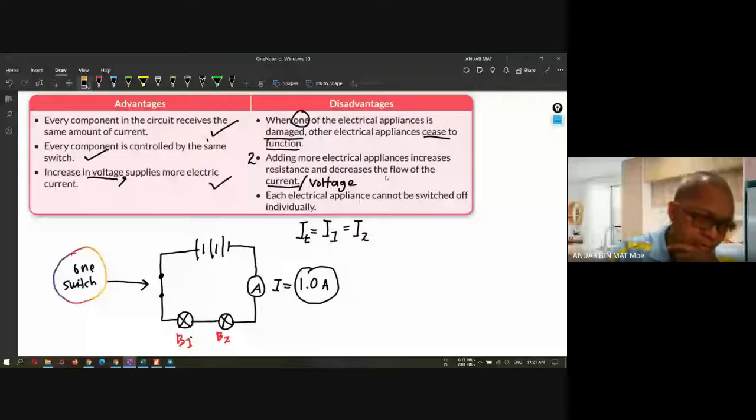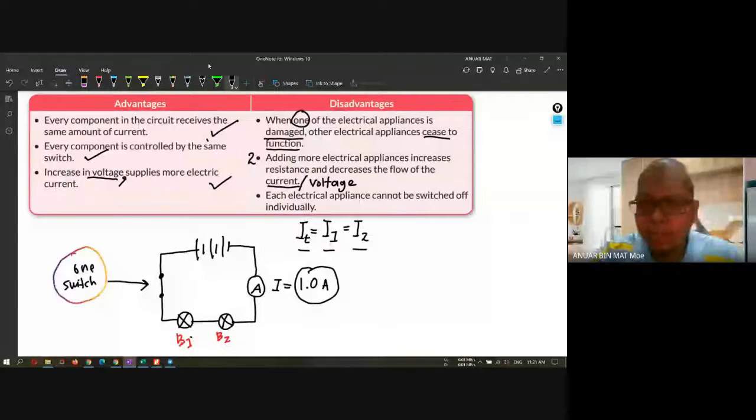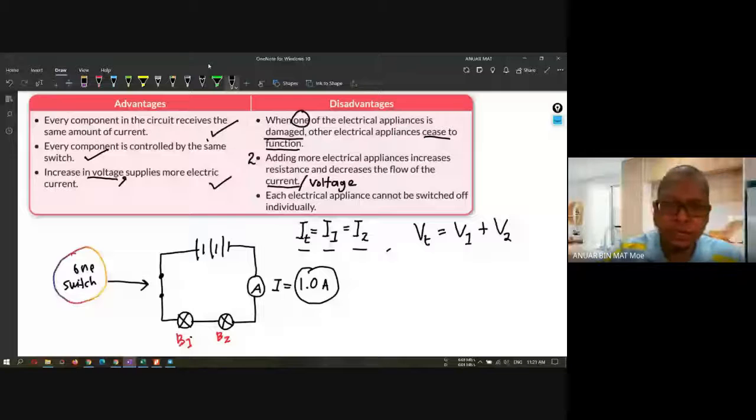Current? Okay, current or voltage? Because in a series circuit, the current remains the same. I total equals I1 equals I2. But if you look at the formula again, voltage equals voltage 1 plus voltage 2. Do you still remember how to calculate the current and voltage in a series circuit?